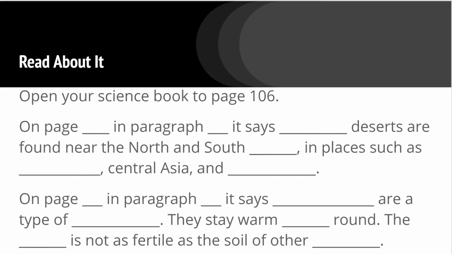Okay, on to page 109, subheading Savannas. Savannas are a type of grassland. They stay warm year-round. The soil is not as fertile as the soil of other grasslands. However, savannas receive more rainfall than other grasslands, although not enough to support a dense growth of trees. Savannas have long, dry winters and very wet summers. During the dry season, natural fires occur. These fires help clear out dead leaves and branches, prevent trees and shrubs from growing, and encourage the growth of grasses.